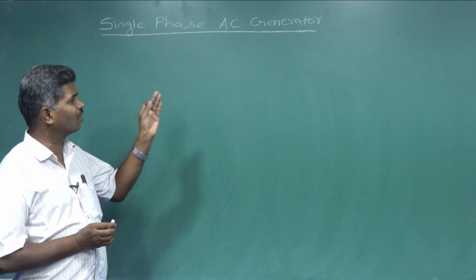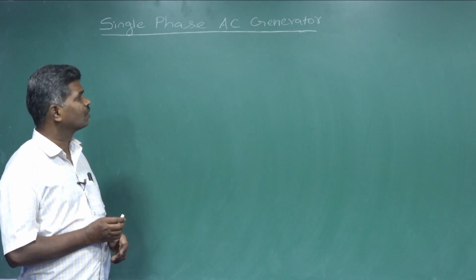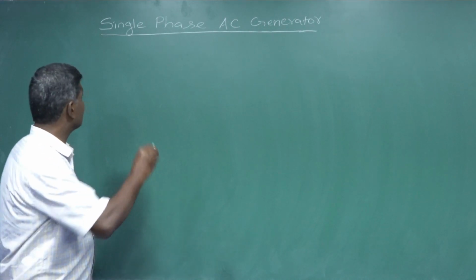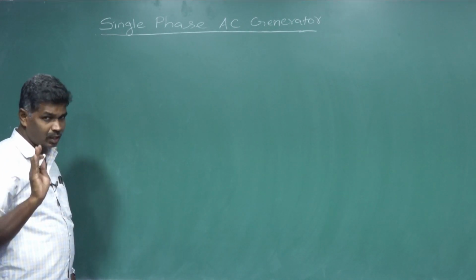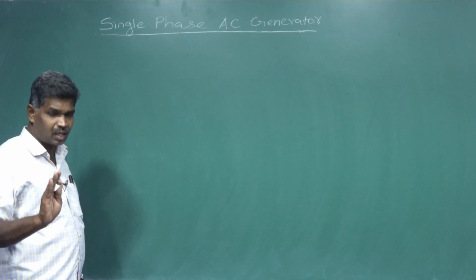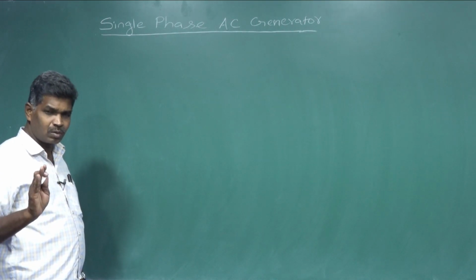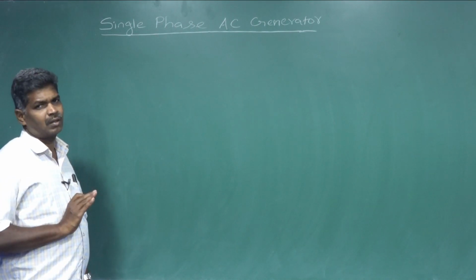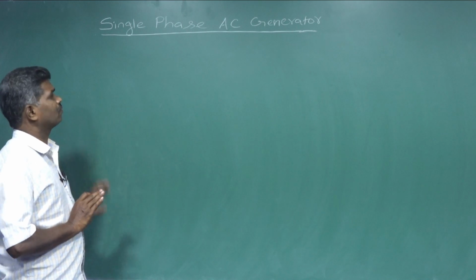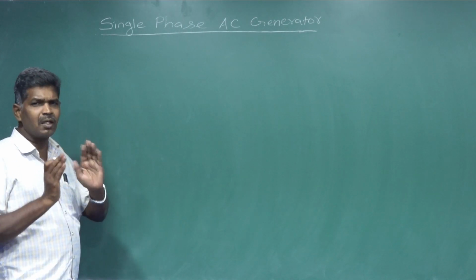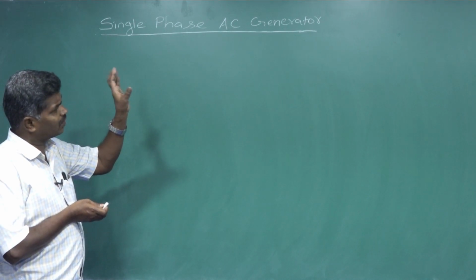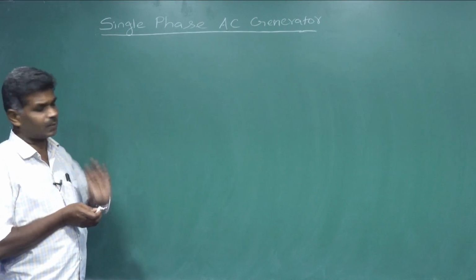That's why first we will define what a single phase AC generator is. In a single phase AC generator, we have only one armature conductor. That armature conductor is linked with the change in magnetic flux. Instead of AC generator, we can say alternator.